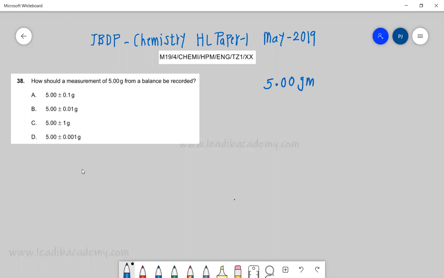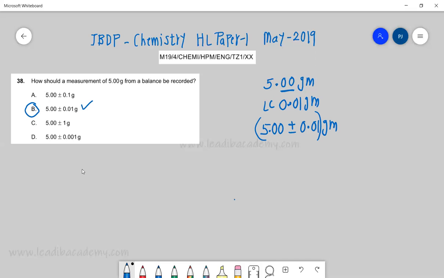what does it signify? That means these two decimals are indicating that we can go up to 0.01 gram. Okay, that is basically what we call a least count. So it means simply that we can record like this: 5 plus or minus 0.01. That's all. Okay, it's very simple. So the correct option is B.